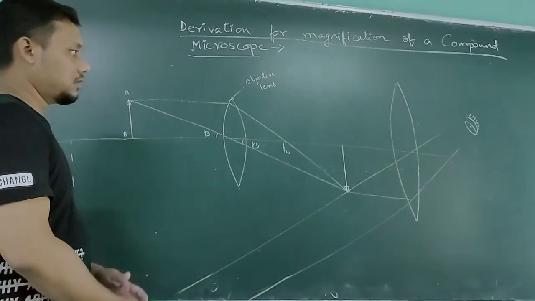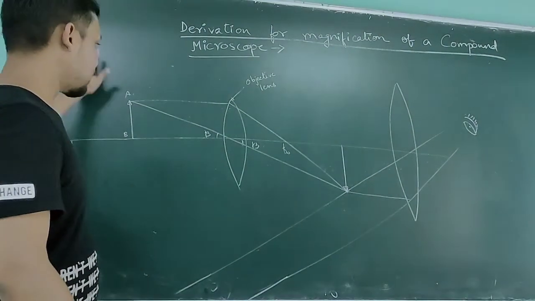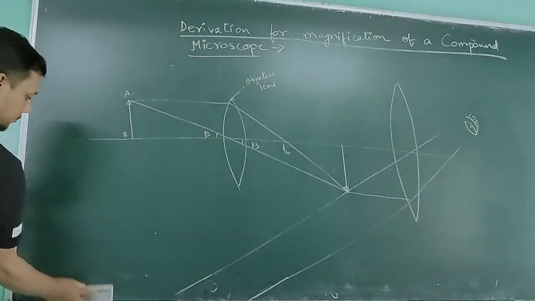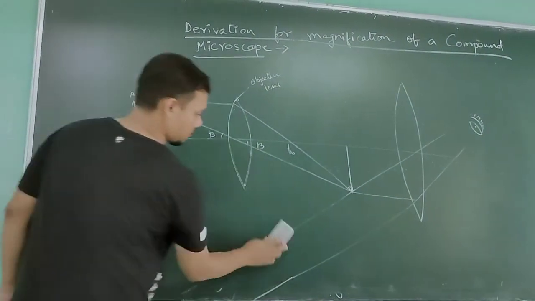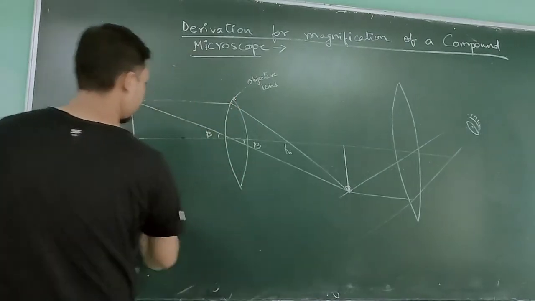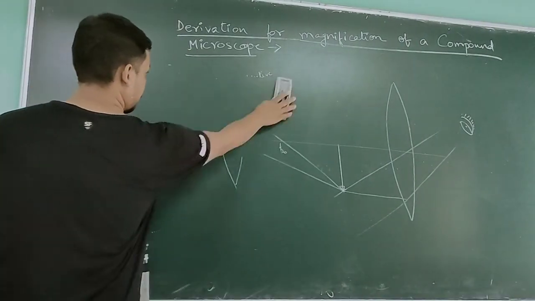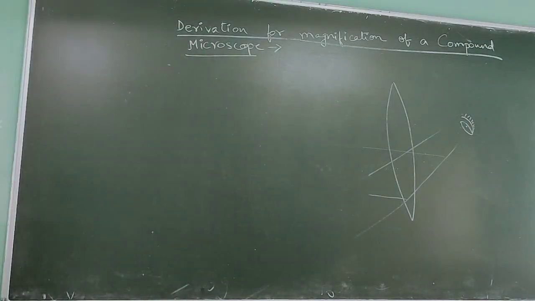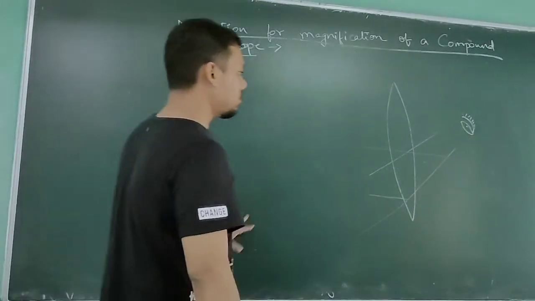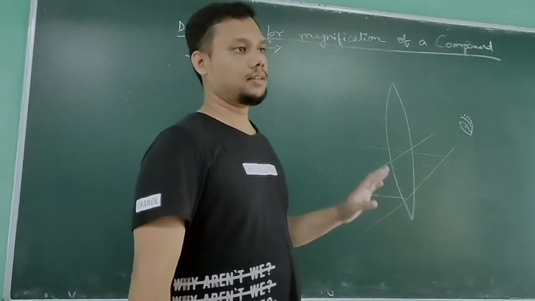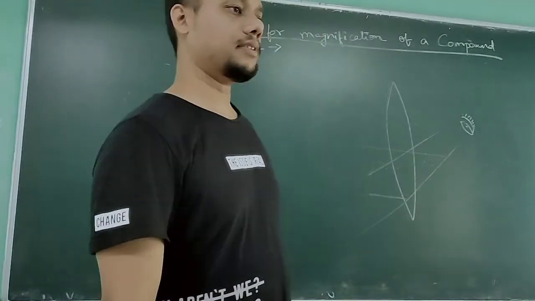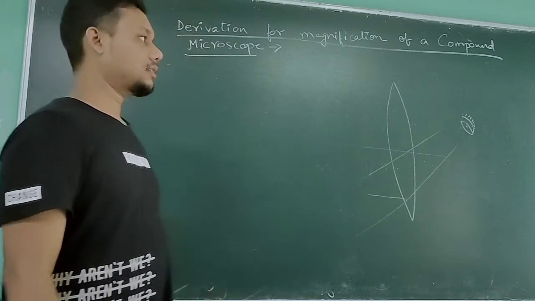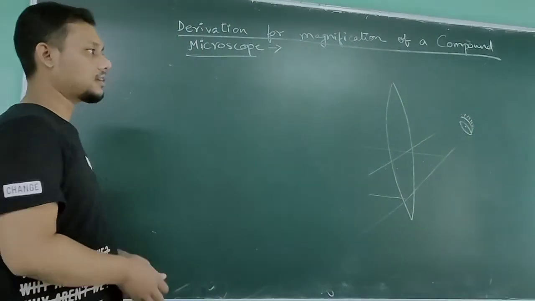Now, this is the diagram, but I need some space, so I will drop this part. For clarification on this diagram, you can check the NCERT book of class 12 physics, for clarity in the diagram.